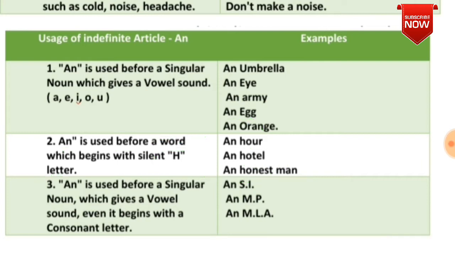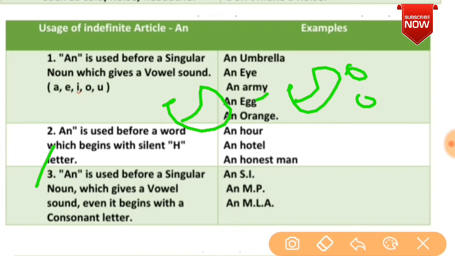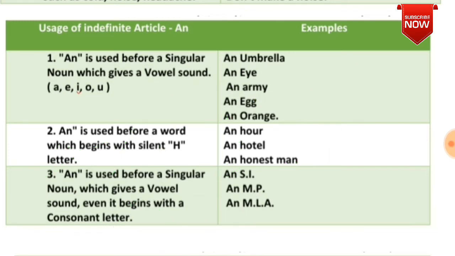Next, third one, an is used before a singular noun which gives which sound? Vowel sound, even if it begins with a consonant. Beginning with a consonant, but it produces the vowel sound. You can see here S-I-X... not 'yes', it's S, S-I. Peanut, chewing gum, possible. This is not 'yum', it's M, M-P. Which sound? Vowel sound. MLA. Easily you can remember that in Telugu, when the sounds from A to Aha come, you have to use an, and from Ka to Ravati, you have to use a, just for reminding.